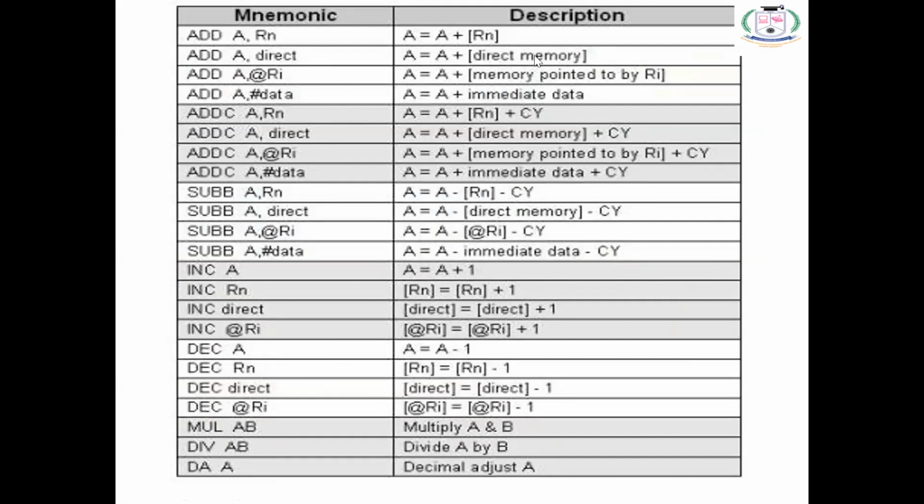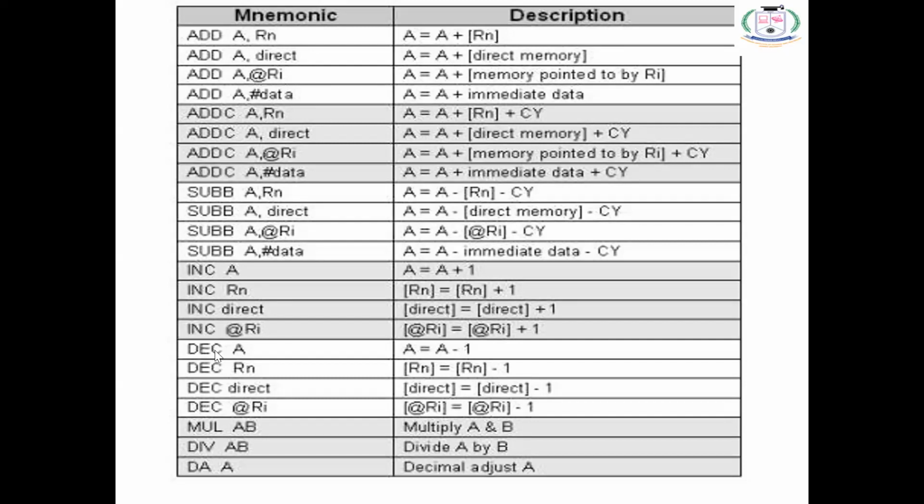Now these are all the arithmetic instructions. I have put it for your reference. So ADD A, Rn, I told you, A with Rn. ADD A, direct: it will go to the memory and find the data. ADD A, @Ri: @Ri means indirectly it will specify the data. Hash means directly I will specify the data. So these are all add with carry. Then we have the subtract with borrow instruction.